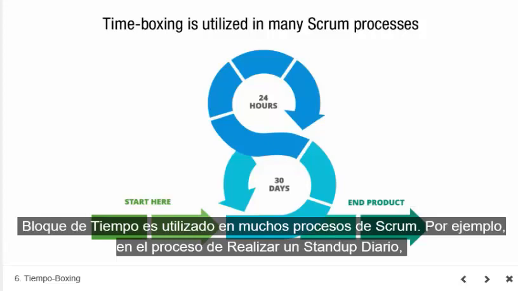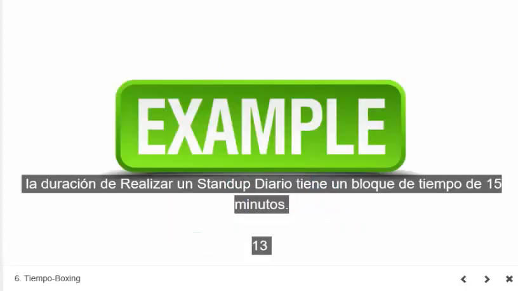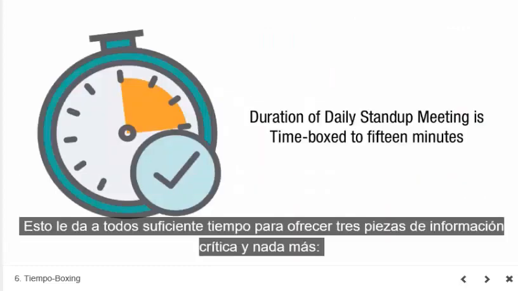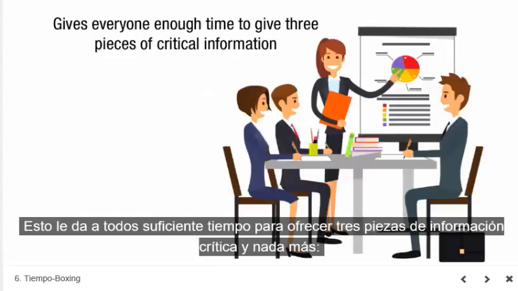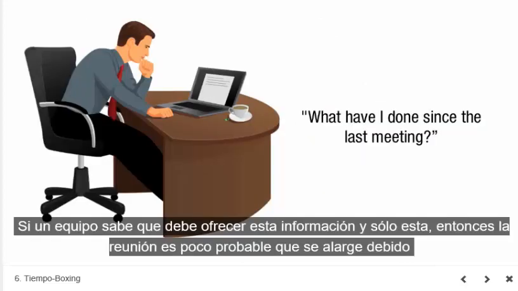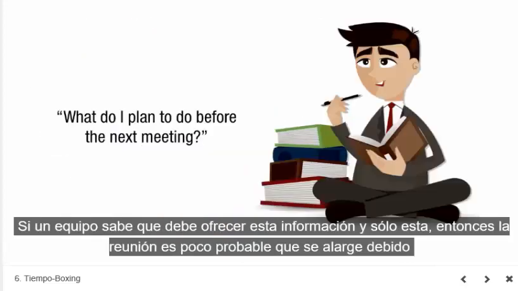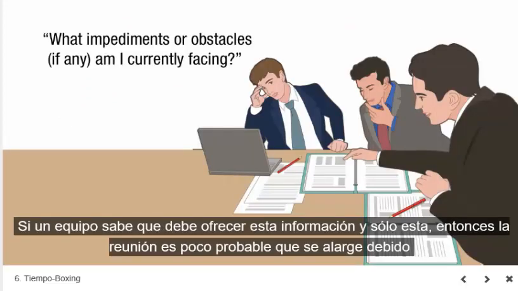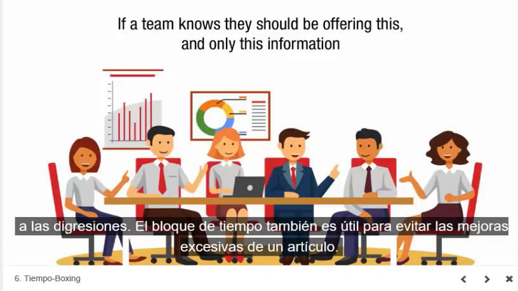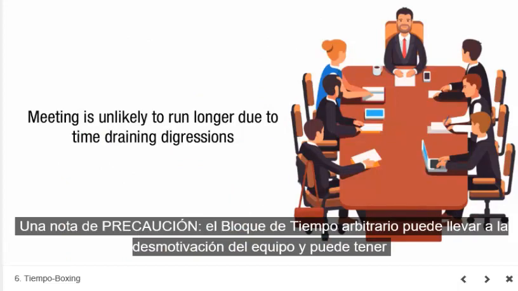Time boxing is utilized in many Scrum processes. For example, in the Conduct Daily Stand-Up process, the duration of the daily stand-up meeting is time-boxed to 15 minutes. This gives everyone just enough time to give 3 pieces of critical information and no more. What have I done since the last meeting? What do I plan to do before the next meeting? And what impediments or obstacles, if any, am I currently facing? If a team knows they should be offering this and only this information, then the meeting is unlikely to run longer due to time-draining digressions.